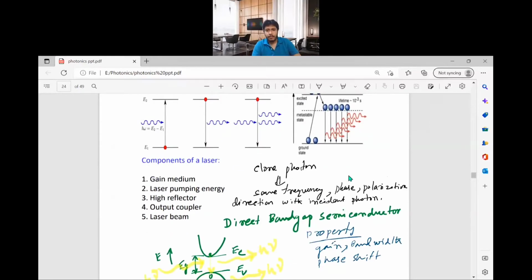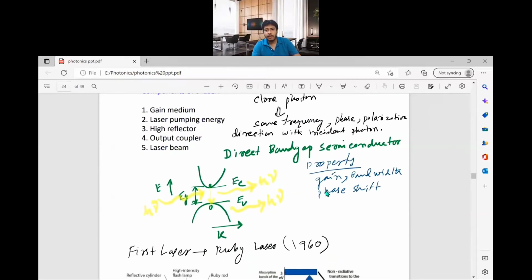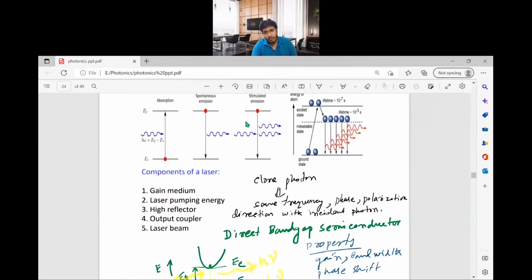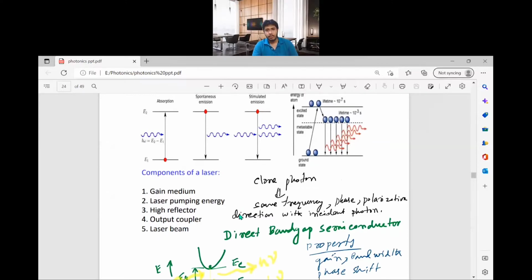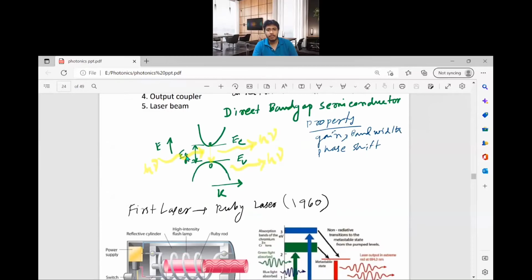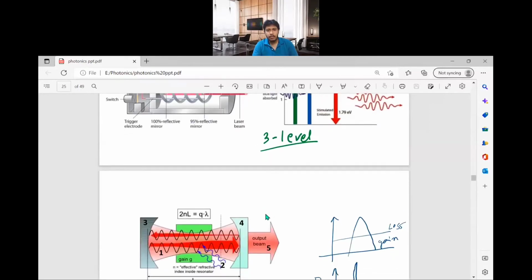Okay. So the main properties of the laser are the gain, bandwidth, and the phase shift. These are the three main properties, and these are the components of a laser. One is the gain medium, which provides the gain of the laser. The laser pumping energy is used for the pump, which means the electrons are pumped from the valence band to the conduction band. A reflector is also needed, which is used for feedback purposes, and then the output coupler and the laser beam. So these are the different components of the laser, and it also happens in a direct band gap semiconductor laser action. So how will the laser work?